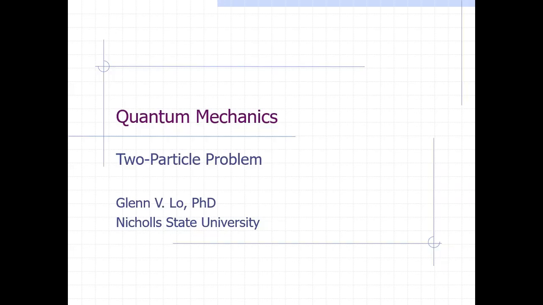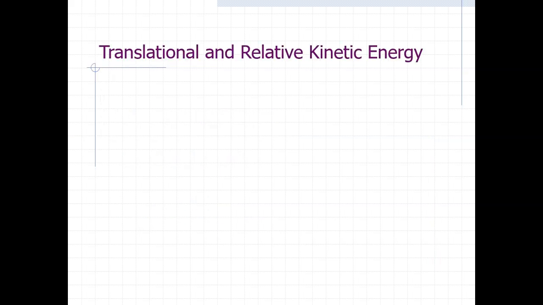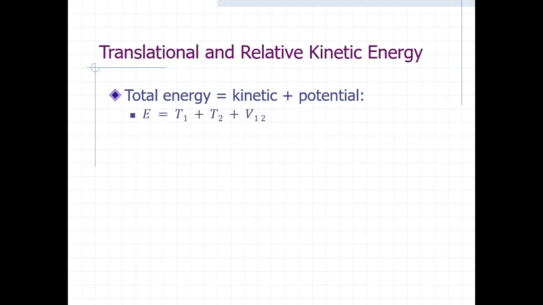In this lesson, we will examine the typical approach for dealing with two particles in quantum mechanics. Classically, the total energy for a two-particle system can be written as a sum of the kinetic energies of each particle and the potential energy of interaction between them. If we refer to the two particles as particle 1 and particle 2, then we can write the total energy, E, as the sum of the kinetic energy of particle 1, T1, the kinetic energy of particle 2, T2, and the potential energy of interaction between them, V12.